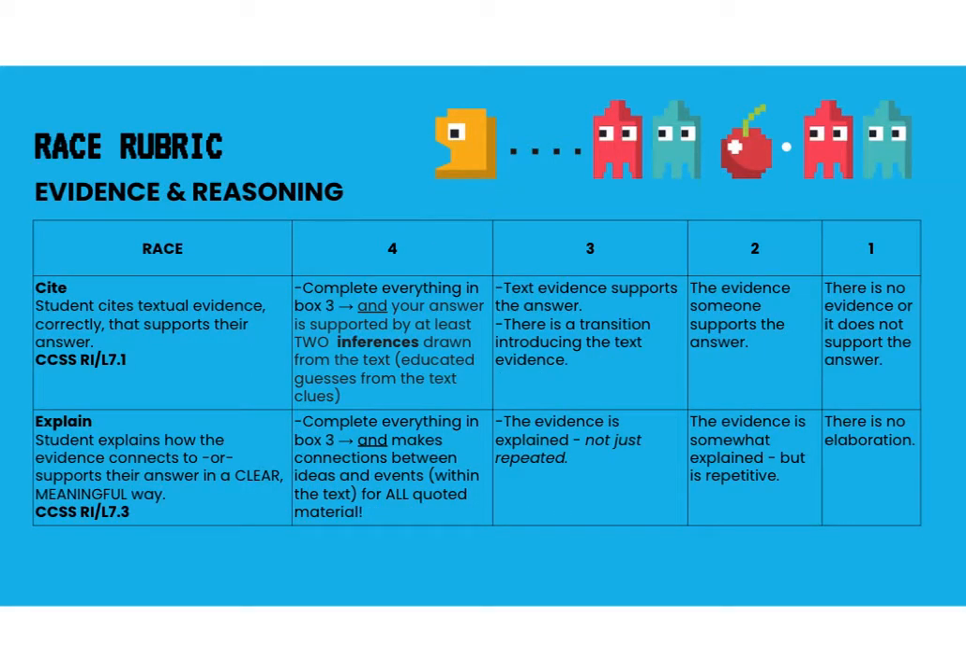Cite. So you're citing textual evidence. That means that you are getting evidence that supports your answer. Okay, and that you're using a transition to introduce the text. So for example, in the article, it states, right? Whatever it states, okay?